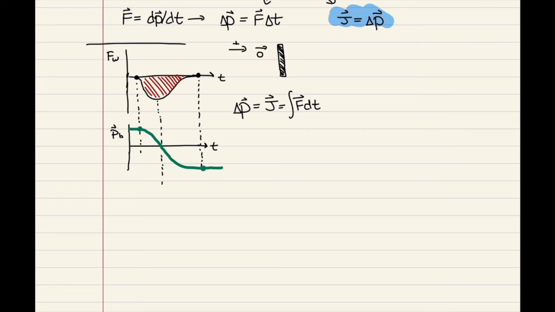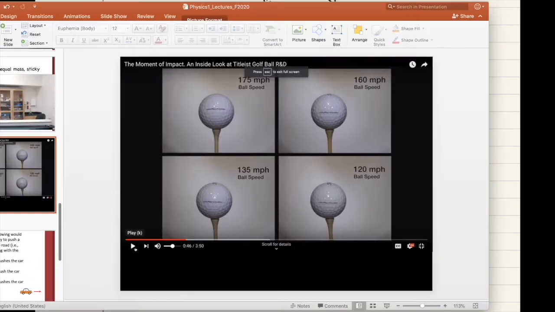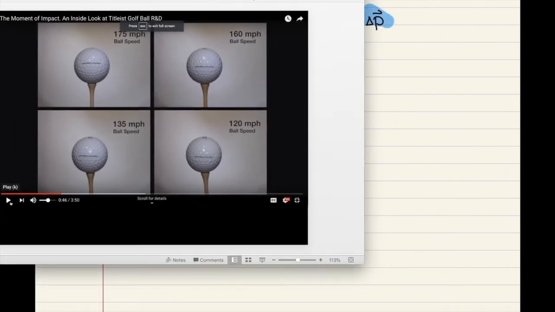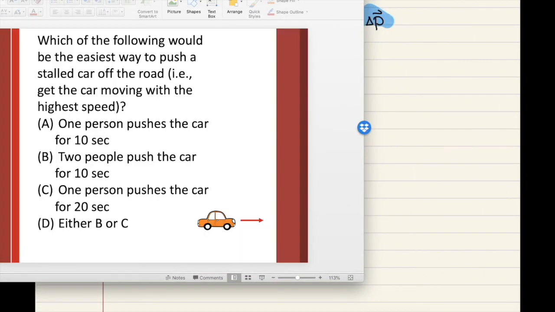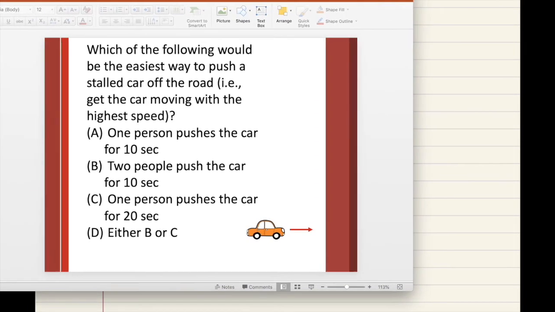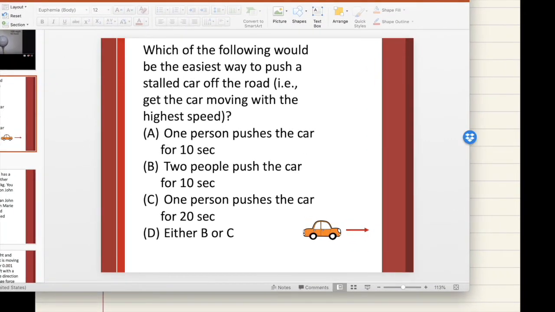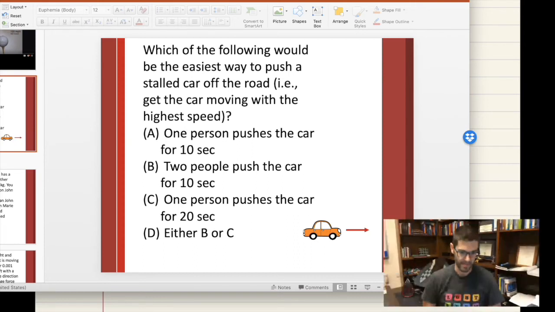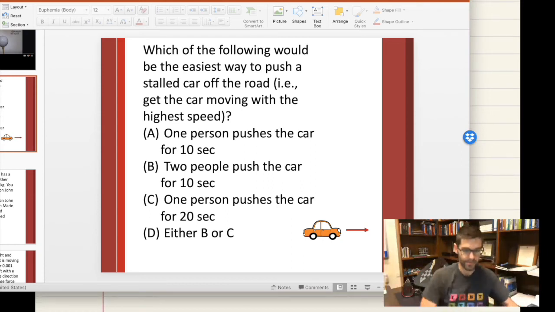Let's see, did I have something else for this? Yeah, let's do one of these, just to test our intuition. So here's an example. Which of the following would be the easiest way to push a stalled car off the road, i.e. get the car moving with the highest speed? Right, your car is stalled, you need to get off the road as fast as possible. You might want to get its velocity as large as you can.